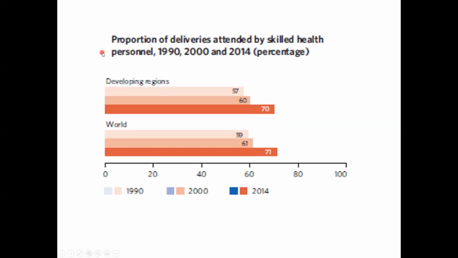So, the proportion of deliveries attended by skilled health personnel in 1990, 2000, 2014. In developing regions, we see progress, but still only about 70% of births are attended by skilled health personnel. So for 30%, there's no skilled health personnel present for the birth. That helps explain some level of child mortality, but probably more so maternal mortality. And the numbers for the world are very similar.